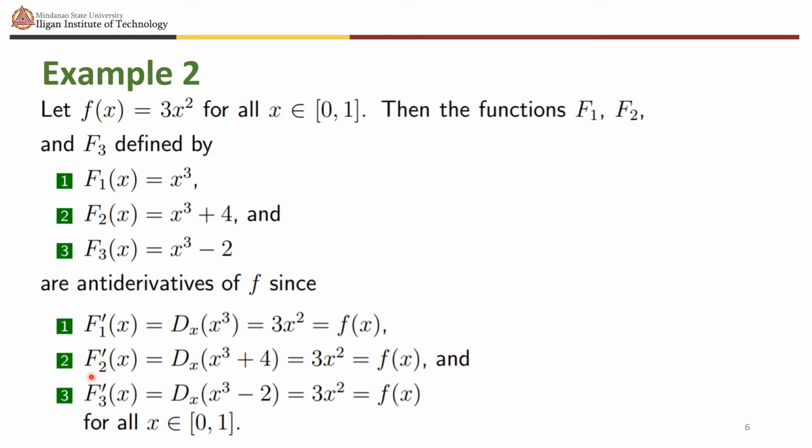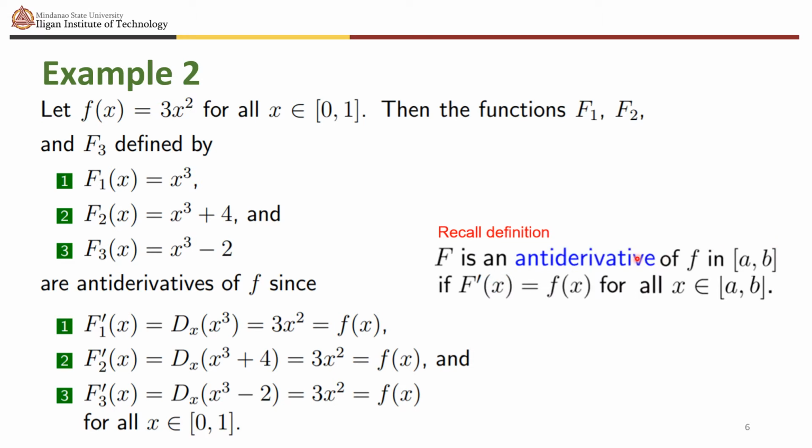Similarly, we have F sub 2 prime of x is equal to the derivative of x cubed plus 4, but the derivative of x cubed plus 4 is equal to 3x squared. And 3x squared is our f of x. Similarly, F sub 3 prime of x is equal to the derivative this time of x cubed minus 2, which is equal to 3x squared. Again, 3x squared is equal to our f of x here for all x element in 0, 1.